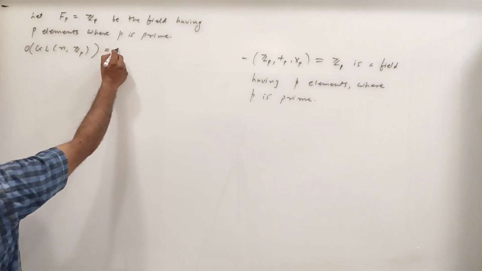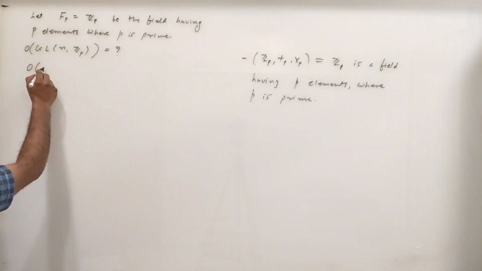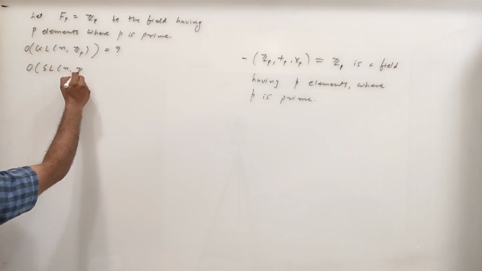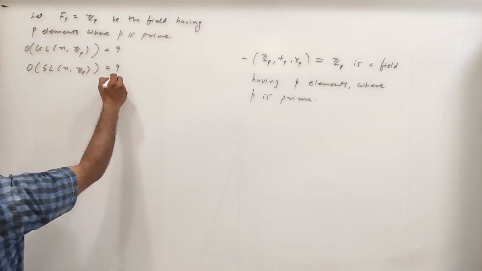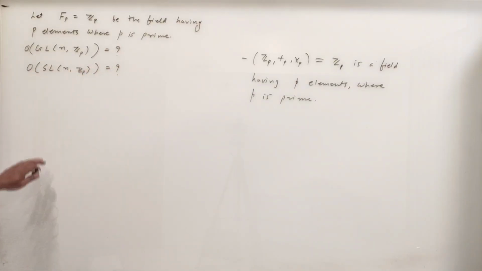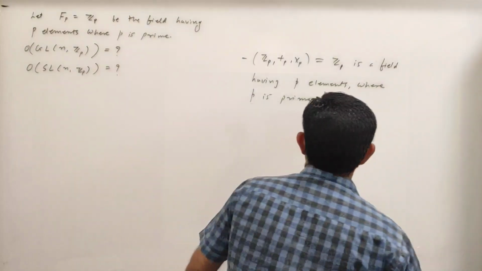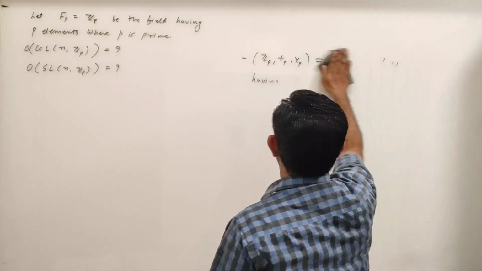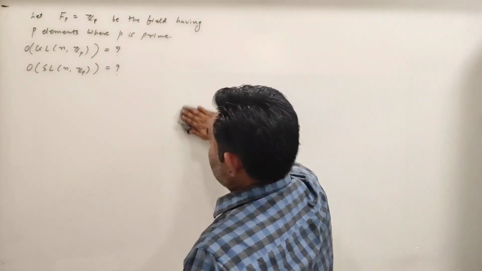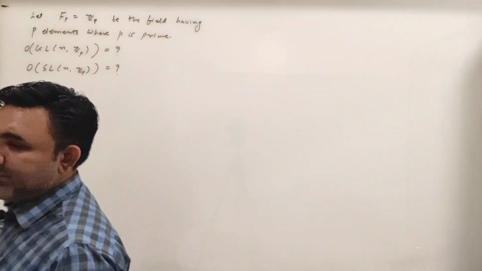This is the first question. Second question: what is the order of SL_n(Z_p)? This is the second question. So I want to find a solution of these two questions. Okay. So this is my next aim.